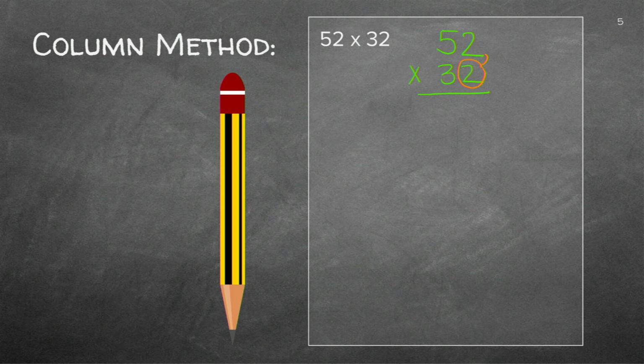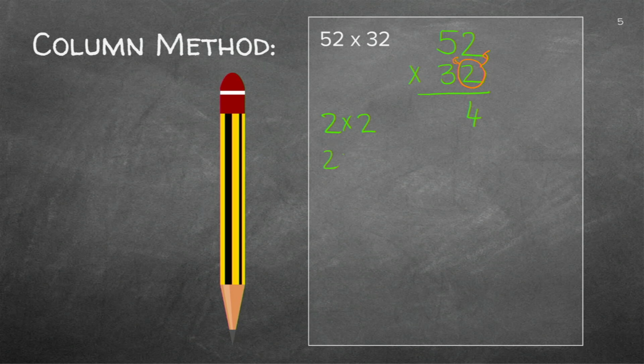Now you start with the ones at the bottom. And you have to calculate it with the ones at the top and then the tens at the top. But with the column method, you're going to write the calculations on the left-hand side. So let's start. We've got the ones with the ones and then the tens. 2 times 2, you write the calculation on the left-hand side, will be 4.